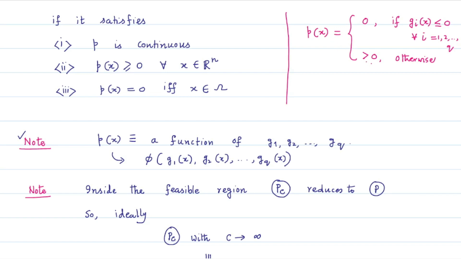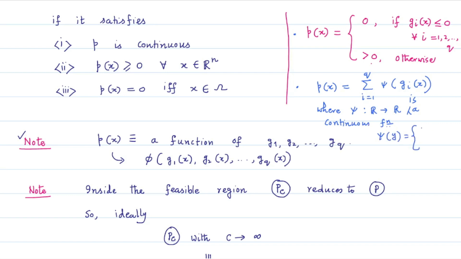So violation of at least one constraint will give us a positive value of px. Therefore, it is natural that we take the expression of px as the summation of the penalties for the violation of each individual constraint. That is, we take px as the summation of some function psi of the expression gix, where the function psi reflects the penalty for the violation of the constraint gix. So we take this psi, a continuous function that gives us the value 0 if y is less than equal to 0, and it is a positive quantity if y is greater than 0.